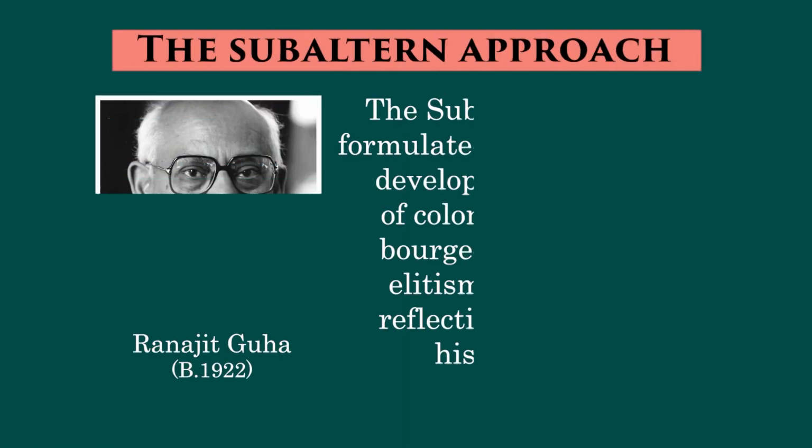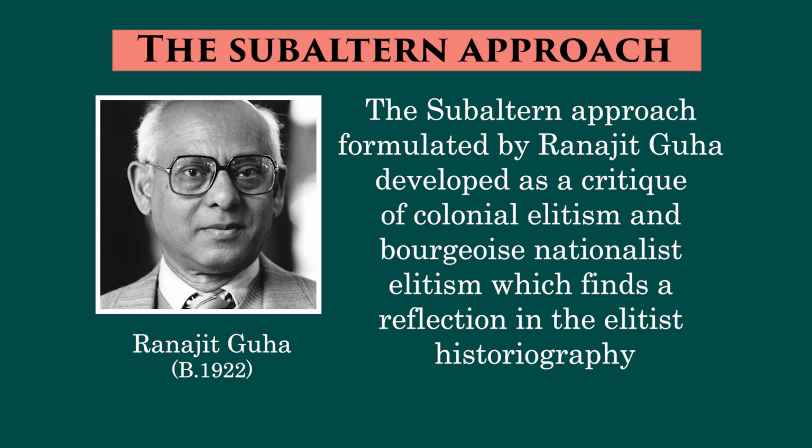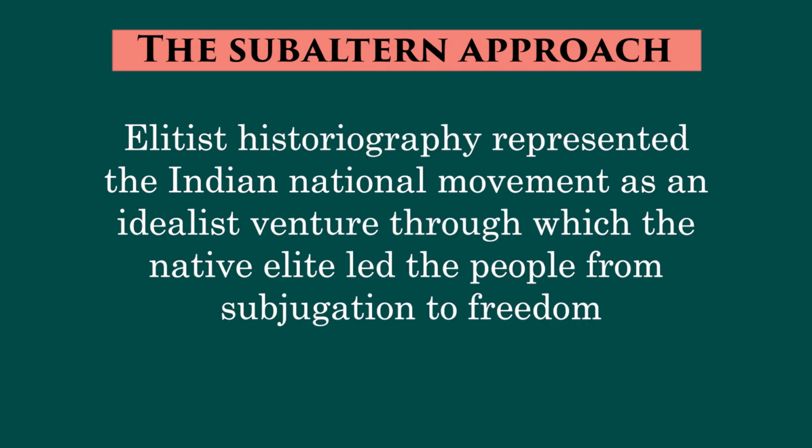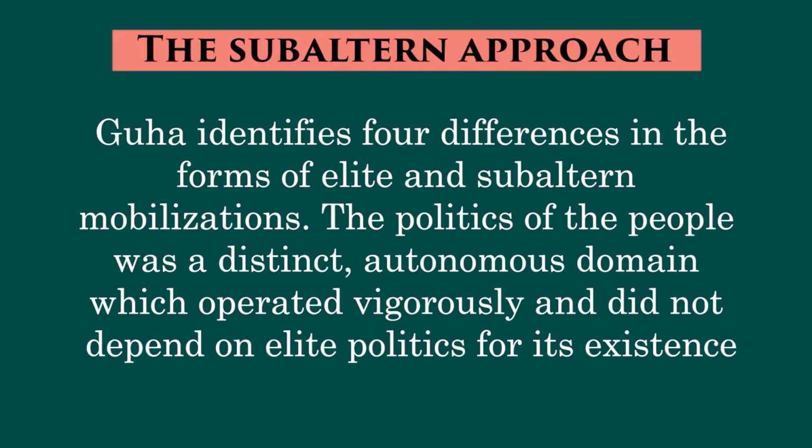As far as the subaltern approach was concerned, it was articulated by Ranajit Guha, and it developed as a critique of colonial elitism as well as bourgeois nationalism. They were critical of the form of historiography of the Indian national movement, because they thought that the subaltern perspective, the perspective of the workers, peasants, non-industrial urban poor and lower sections of the petty bourgeois people, was not taken into consideration when the freedom struggle was written about. In fact, Ranajit Guha identifies differences between the elite and the subaltern perspectives in particular ways.